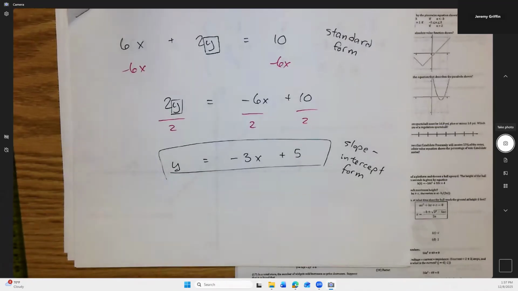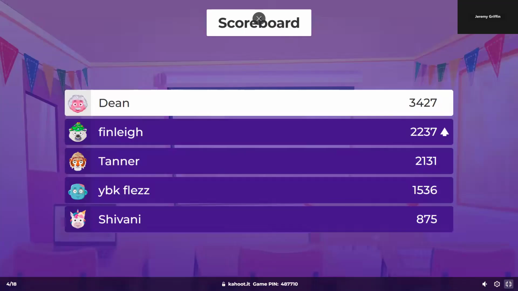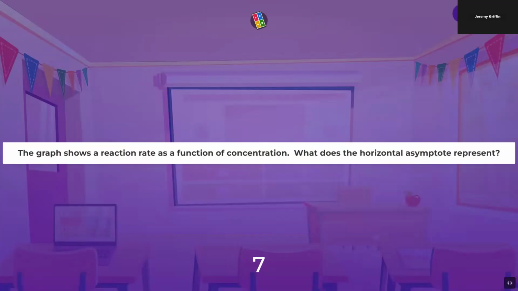Something like that. All right. Got Shivani, Flores, Tanner, Finley, Dean.